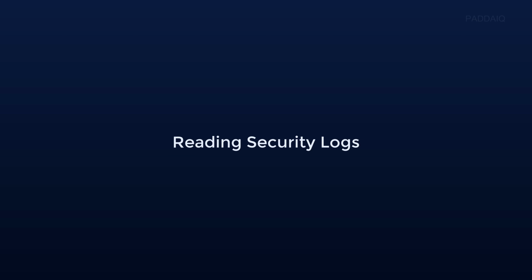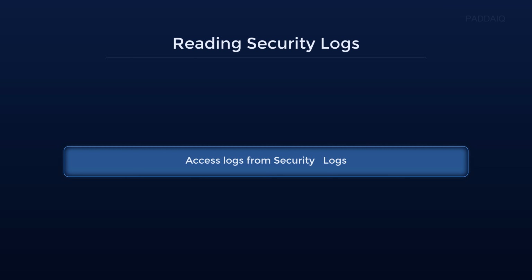Reading security logs for enterprise applications. Access logs from security logs. This means you navigate to the security section in your SAP BTP cockpit and select logs to view detailed records of access events. For example, you can check who accessed a specific application and when. Consistently reviewing these logs helps you monitor and safeguard your cloud environment effectively.